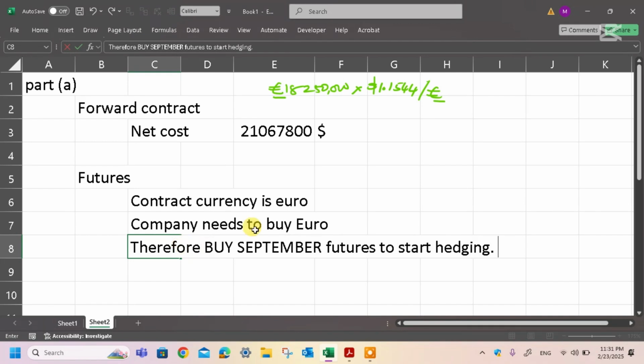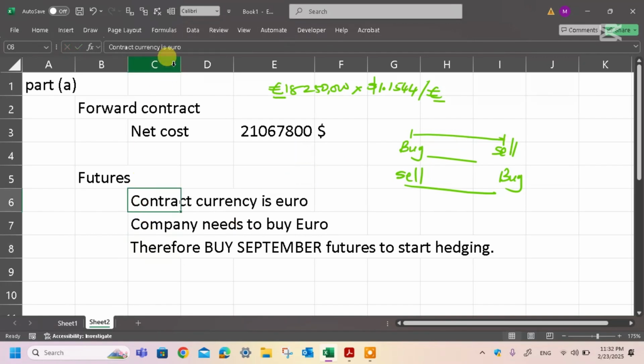Some of you might have forgotten these basics. Remember, futures hedging, either you can buy now and sell later, or else sell now, buy later. Which action are we going to do for this hedging? We need to decide that, and we need to include that in the answer. How do we decide that? First, check the contract currency. I said contract currency is euro.